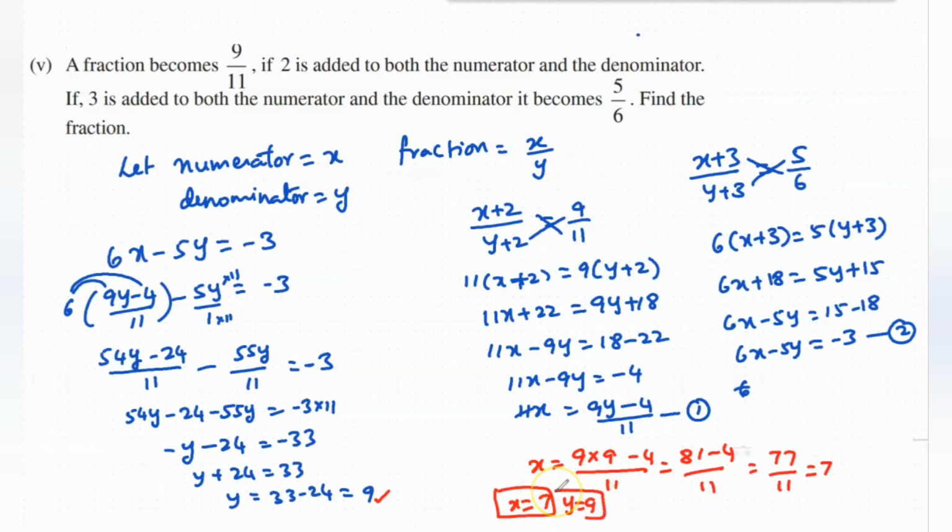So putting these two together, we write the original fraction. Now the original fraction is equal to 7 by 9. So 7 by 9 is our final answer. This is our fraction. Okay, coming to question number 6.